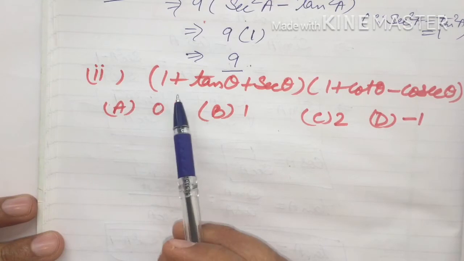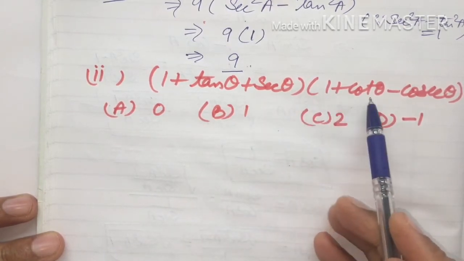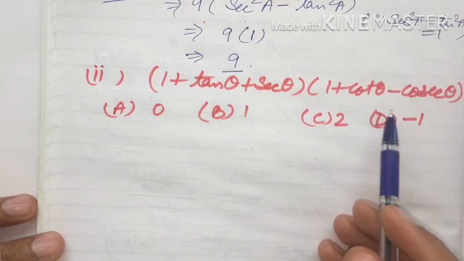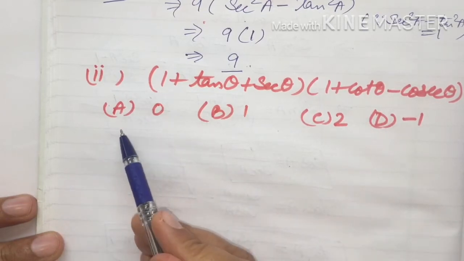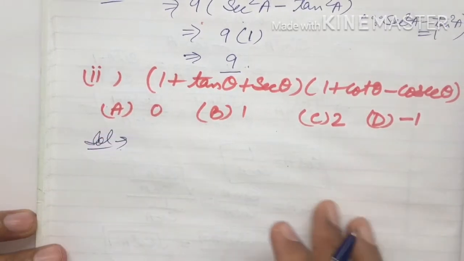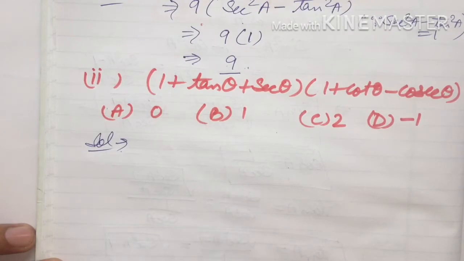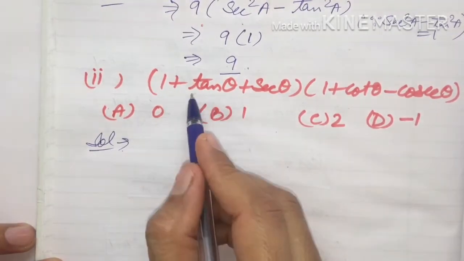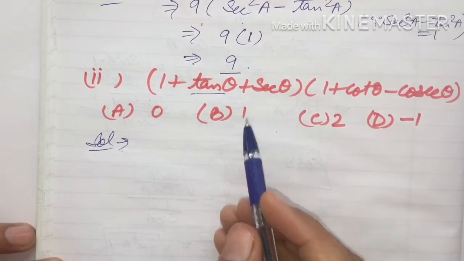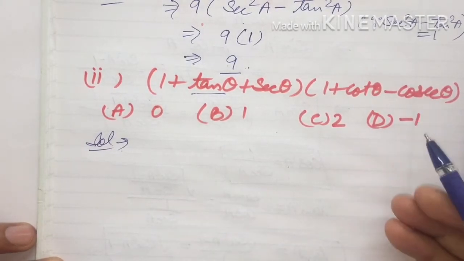Second part, 1 plus tan theta plus secant theta, this is in one bracket, and 1 plus cot theta minus cosecant theta, this is in the other bracket. We have to find out the value for that, and after that we have to choose the options A, B, C, D given here. So in this type of question, we have to change these trigonometric ratios into basic functions. Basic functions mean tan will change into sin upon cos, secant will change into 1 upon cos, cot will change into cos upon sin, and cosecant will change into 1 upon sin.